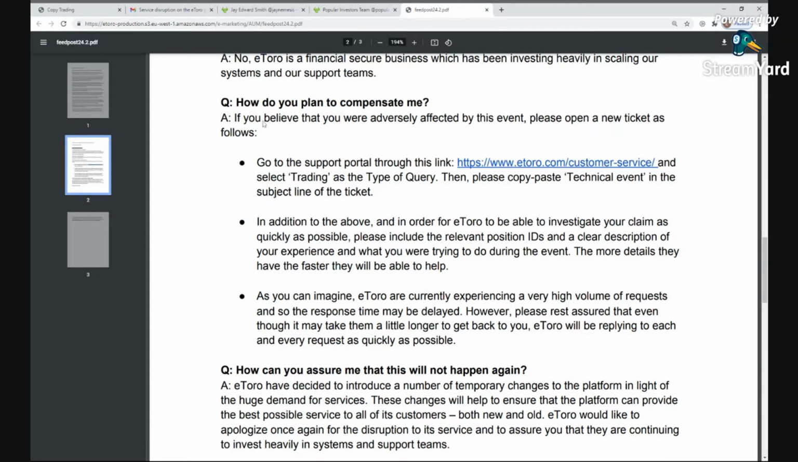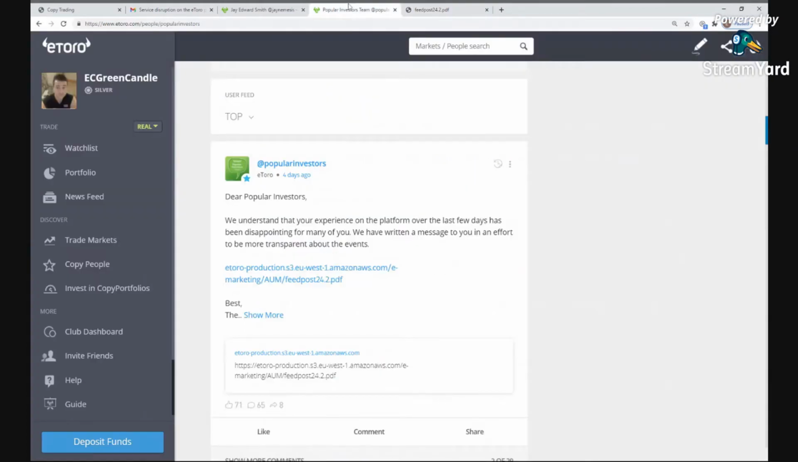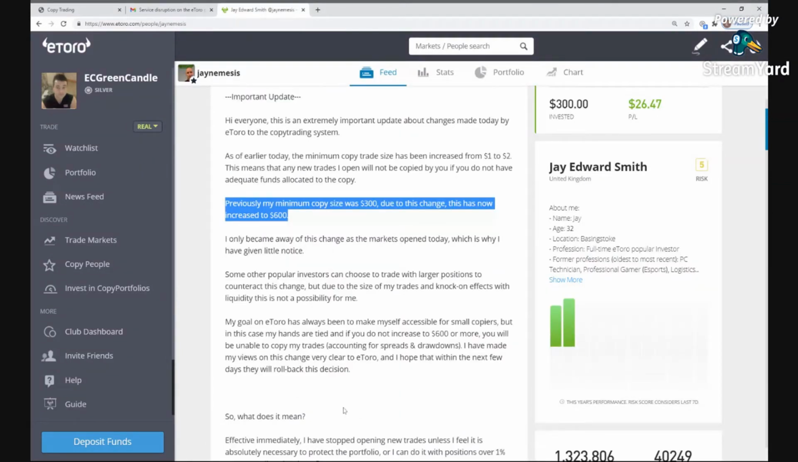Okay. If you've had any problems or you're adversely affected by this event, you can go to their support link here and send in a query there. But it could take some time because I believe they've got a lot of questions about this. But remember, this is temporary, and it might change next week. You just never know. Okay, so don't panic yet, but definitely go into each of your popular investors and check what they're doing. Do you need to add new funds, or are they going to increase the trade size to over 1%?